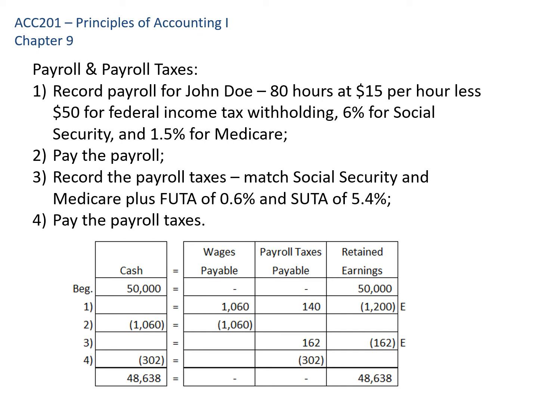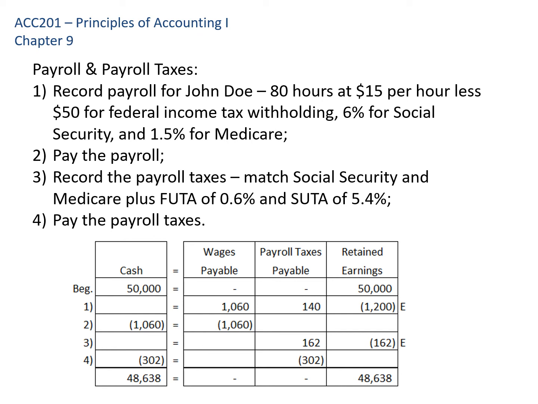Then the next step is we have to recognize that the employer has some responsibilities here. So we have to match the Social Security, which was $72 in this case, 6% of $1,200. We have to match Medicare, which was $18 in this case, $1,200 times 1.5%. And then we need to pay the unemployment taxes. So the federal unemployment tax is 1,200 times 0.006. So that's how we convert 0.6% to decimals.